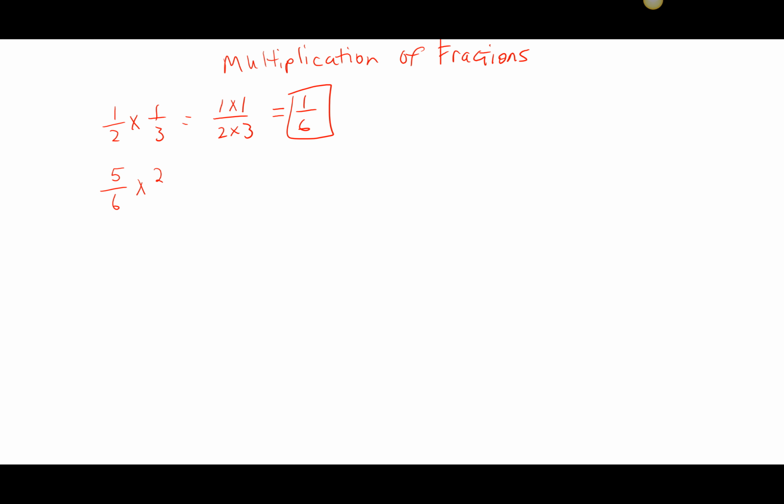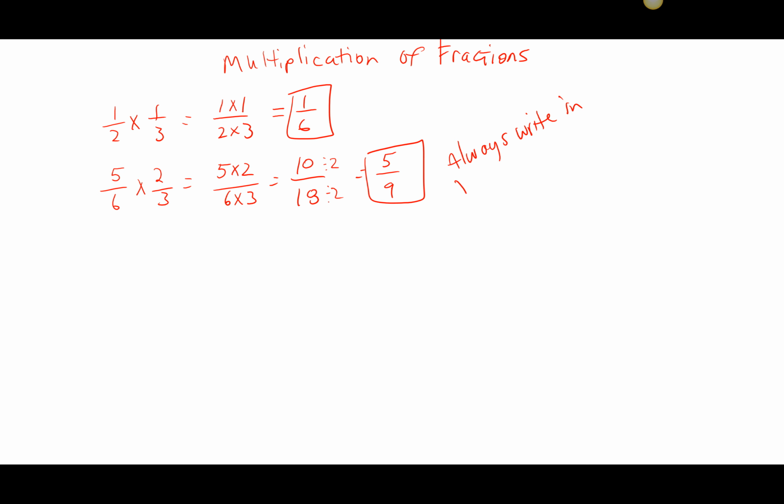5/6 times 2/3. So that's going to be 5 times 2 and 6 times 3. So that's going to be 10/18. But now notice this is not in the lowest terms, is it? So what number will go into both of these? Well, 2 will go into both of these. So 2 will go into 10 5 times, and 2 will go into 18 9 times. So that reduces to 5/9. Always write your answer in lowest terms.